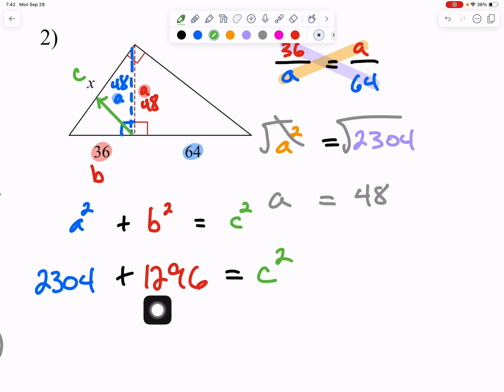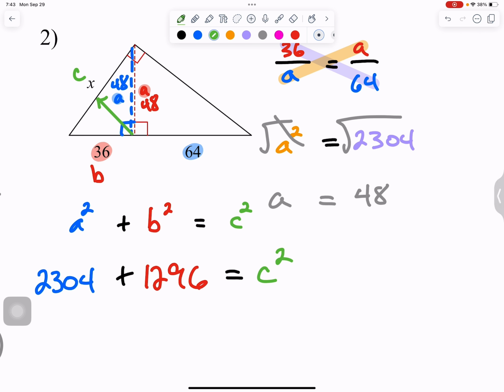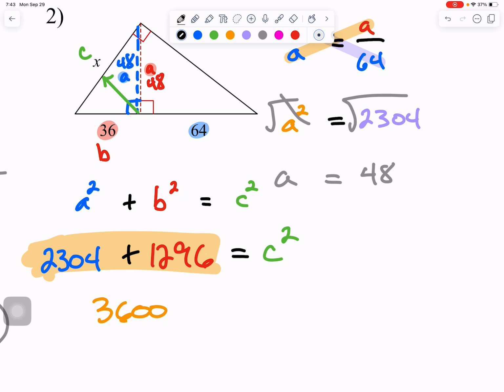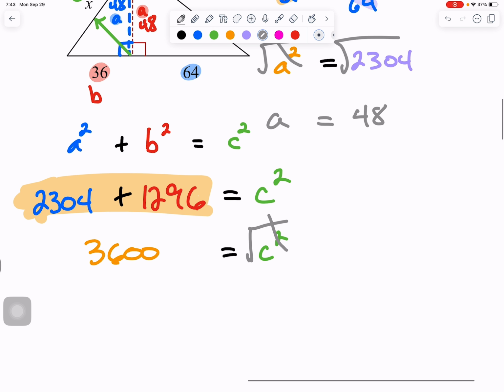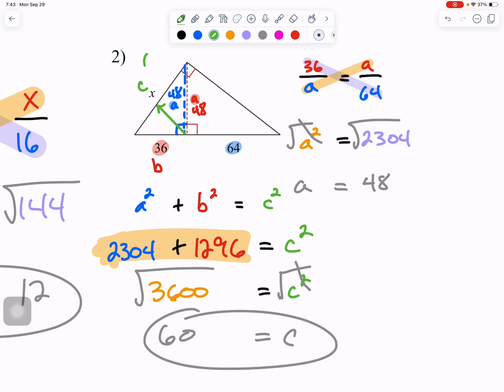Next thing we need to do is combine like terms. All right, so 1296 plus 2304. That's going to give us 3600. Let me highlight this in orange just so you guys can see where that 3600 comes from. And we will do 3600 equals c squared, and again we will take the square root of each, giving us c by itself, and this should be 60 equals c, and now we have our answer.